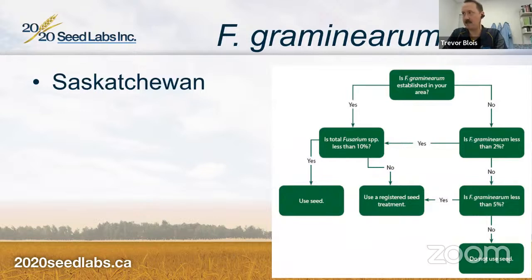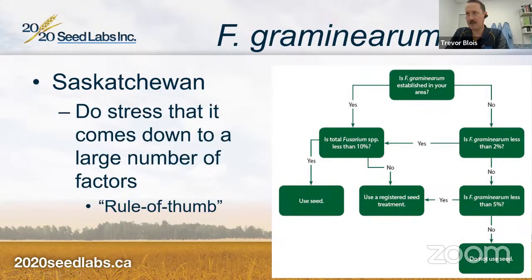They have this little flow chart that you can find on Saskatchewan's website. And basically it comes down to whether or not Fusarium graminearum is established in the area. If it's more than 5%, they say don't use the seed. But if total Fusarium is over 5%, and F. graminearum is less than 5%, then use a seed treatment, is what they say. But if total Fusarium is less than 10%, they don't even recommend using a seed treatment for that.